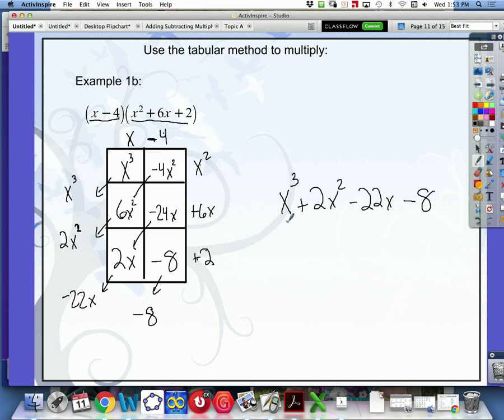And if we go to review, this has 1, 2, 3, 4 terms. So this is a polynomial. And I go to my biggest exponent, which is right here. So it has a degree of 3.